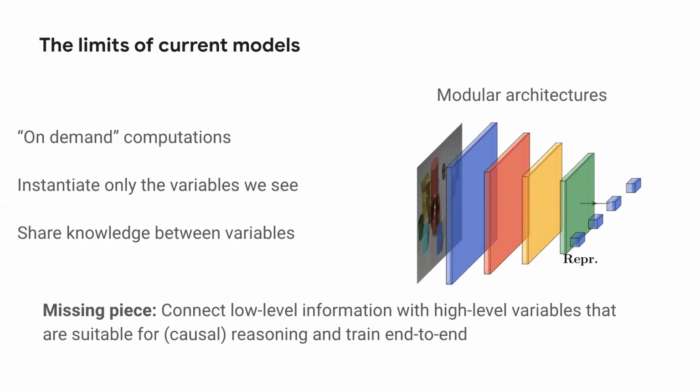So the missing piece here is really how can we connect low-level information, like perceptual features, with high-level variables that are suitable for reasoning and causal reasoning, if you're into this type of thing. And in particular, we want to train everything end-to-end. And this is how I personally see slot attention.